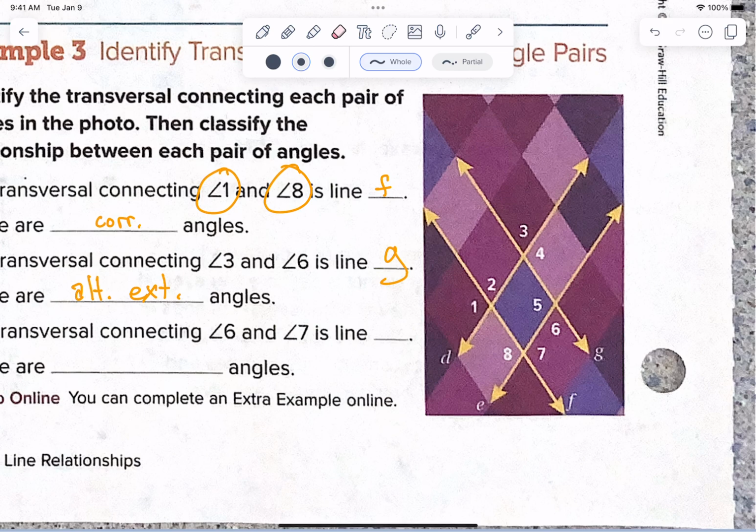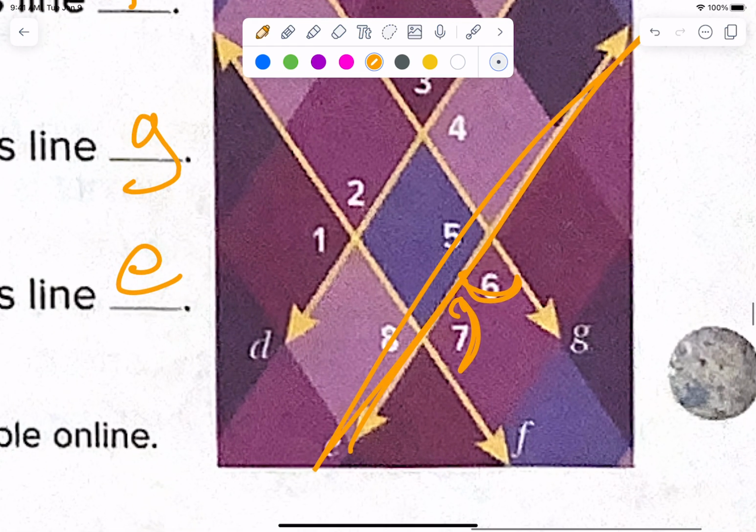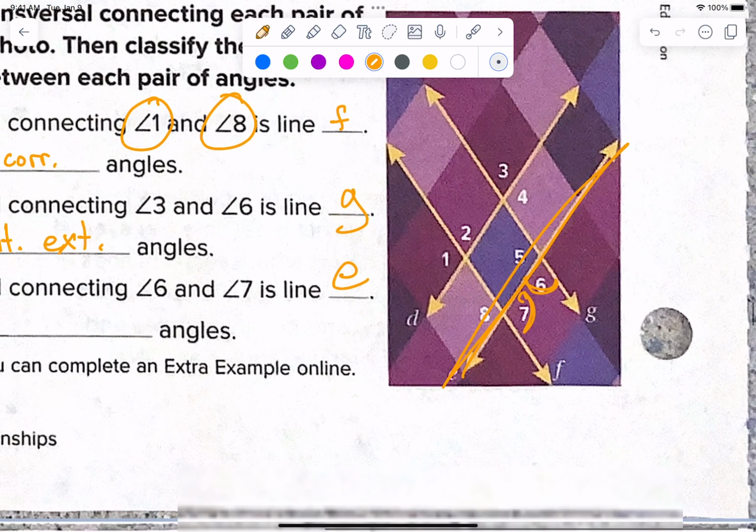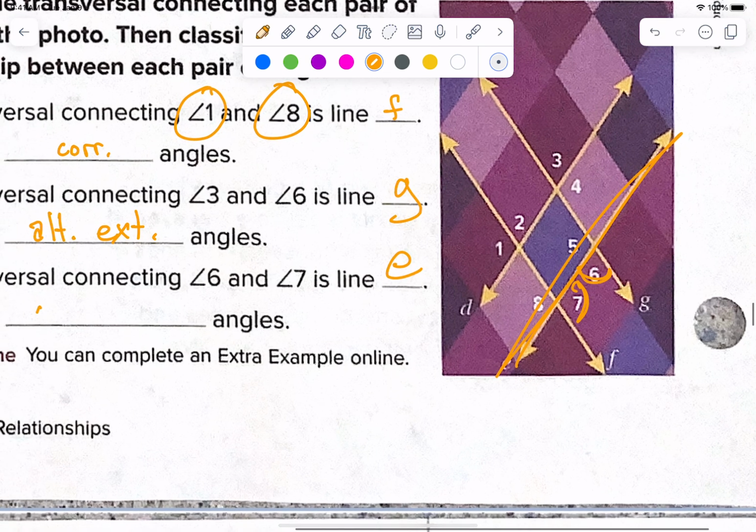All right, last one, 6 and 7. I've got to erase. 6 is here, 7 is here. Which one touches both of them? E. And what are 6 and 7? Consecutive interior. Got it?